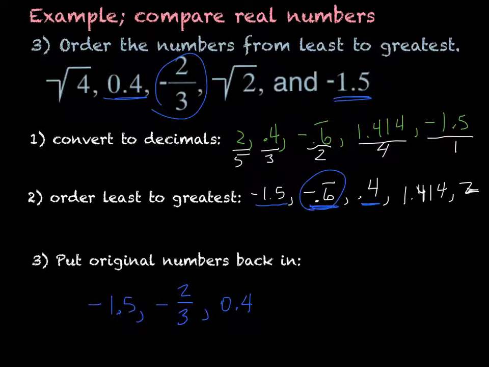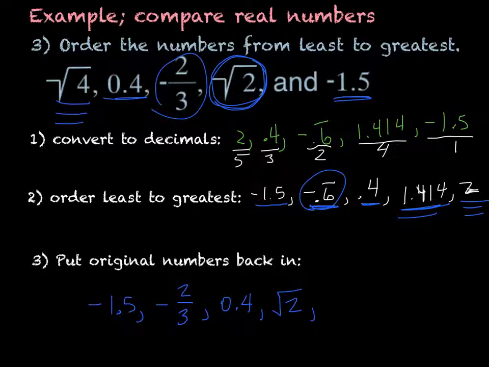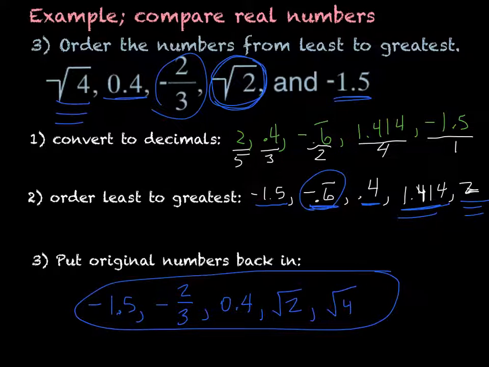And then we have 1.414, which was our rounded version of the square root of 2. So I'm going to write square root of 2. And finally, 2 was written as the square root of 4. So I'm going to write square root of 4. And that is your final answer.